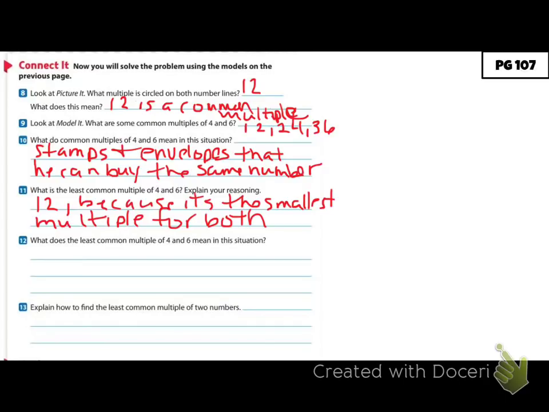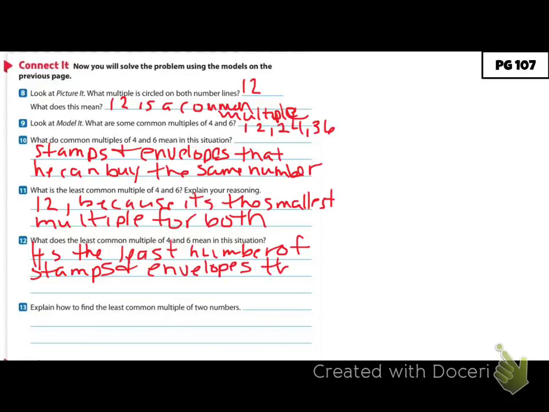What does the least common multiple of 4 and 6 mean in this situation? It's the least number of stamps and envelopes that Jackson will have to buy to get the same number.